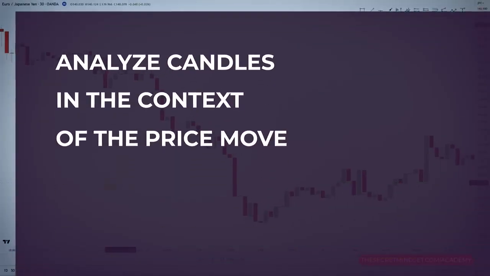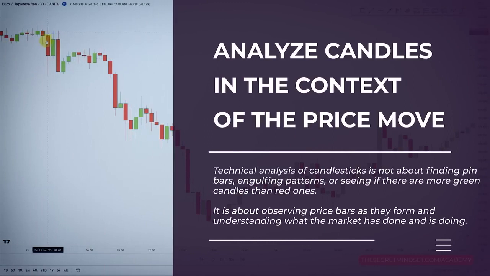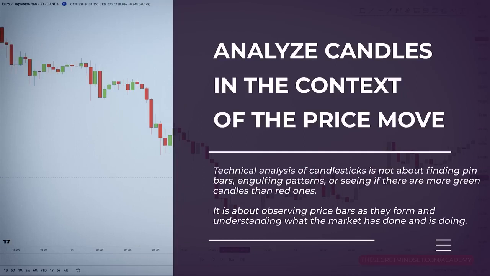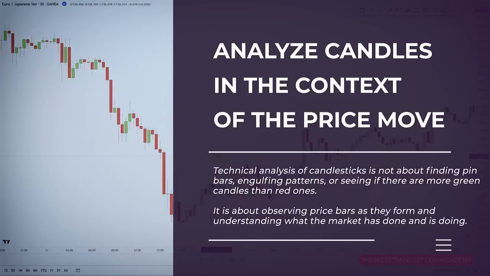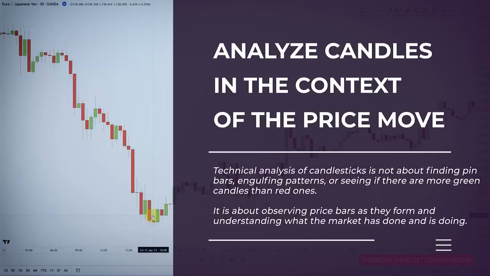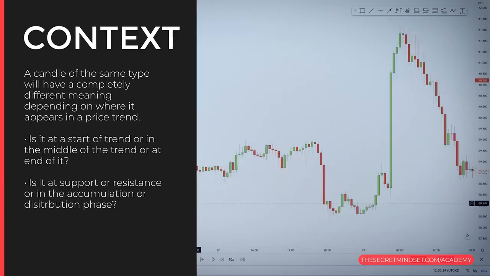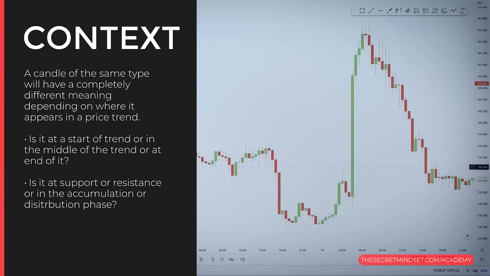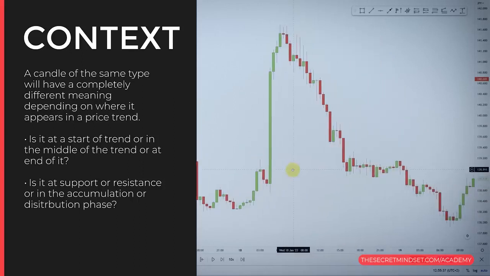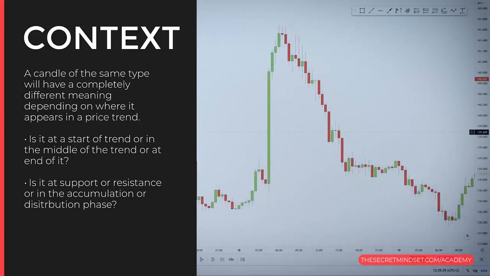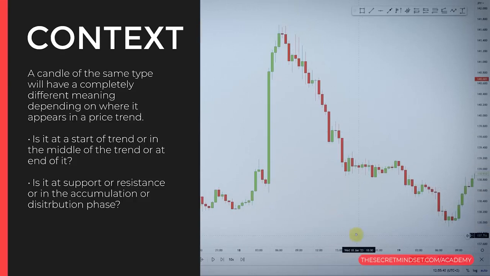Now, the technical analysis of candlesticks is not about finding pin bars, engulfing patterns, or seeing if there are more green candles than red ones. It's about observing price bars as they form and understanding what the market has done and is doing. A candle of the same type will have a completely different meaning depending on where it appears in a price trend. Is it at the start of a trend, or in the middle of the trend, or at the end of it? Is it at support or resistance, or in the accumulation or distribution phase?